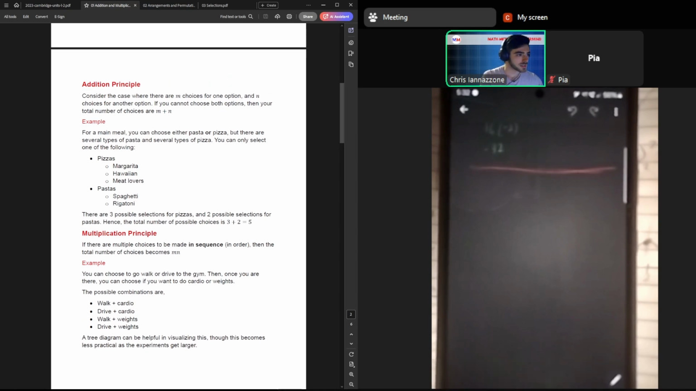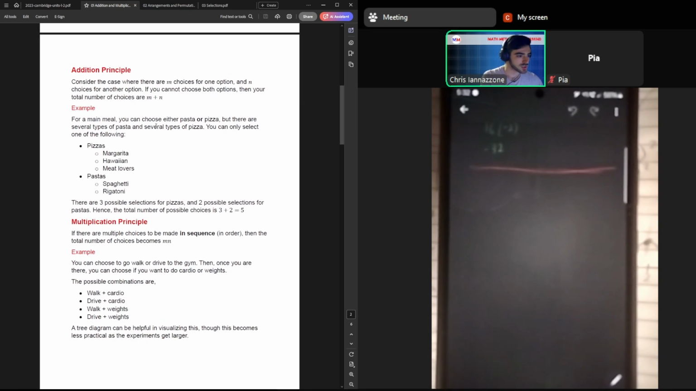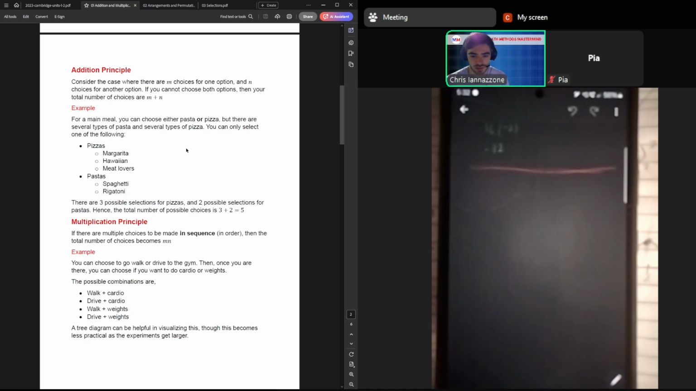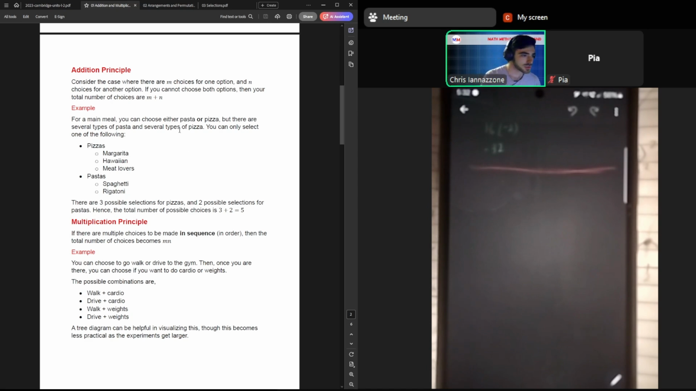We start looking at these things called the addition and multiplication principle. These are principles around essentially how many choices you have for a particular thing. What we have a look at here is if there are m choices for one option and n choices for another option, if those are mutually exclusive, so you can't choose both, then the total number of choices you have are m plus n.